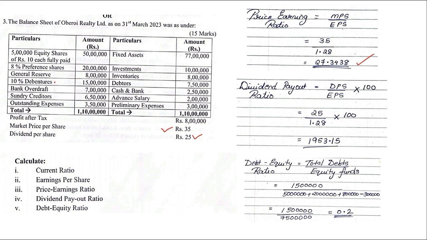And last, debt equity ratio, that is total debts upon equity fund. The total debts is debentures, which was 15 lakhs, and equity fund was equity share plus preference share plus reserve and surplus less fictitious asset. So 50 lakhs plus 20 plus 8 minus 3, we got it as 75 lakhs. So 15 lakh divided by 75, we got the value as 0.2. So these were the remaining three ratios. You all can go through it once. So this is how you all had to solve the sum based on ratio analysis.